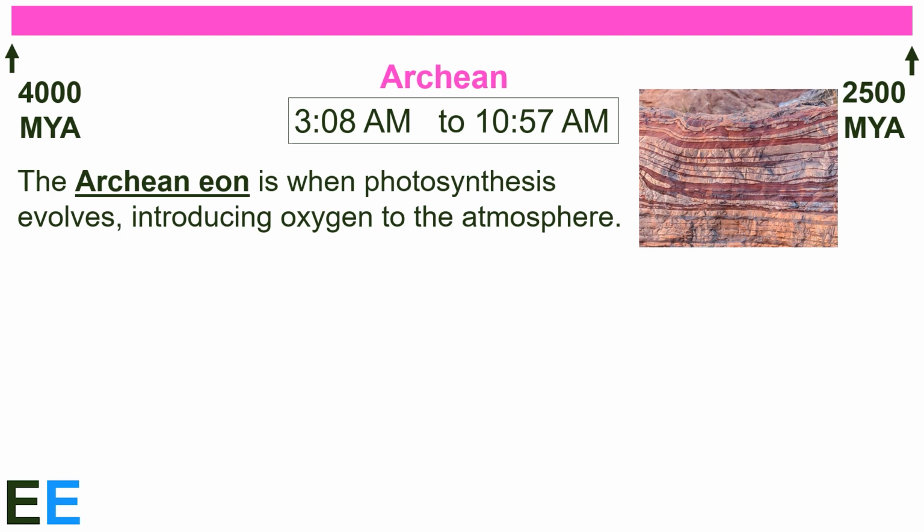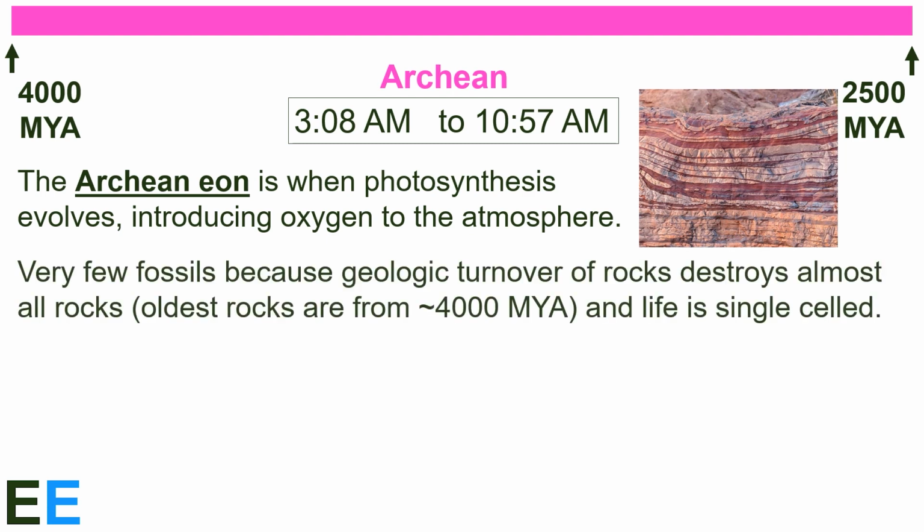We can see this in formations like the top one shown, where the red bands are from oxygen reacting with the material as the rock was formed. It's red like rust, which is also caused by oxygen reacting with minerals. There are very few fossils because, as I mentioned for the Hadean, the geologic turnover of rocks destroys almost all rocks, and the oldest rocks we can find are from about 4 billion, or 4,000 million, years ago. Also, life at this point is still single-celled, which tends to leave few fossils.